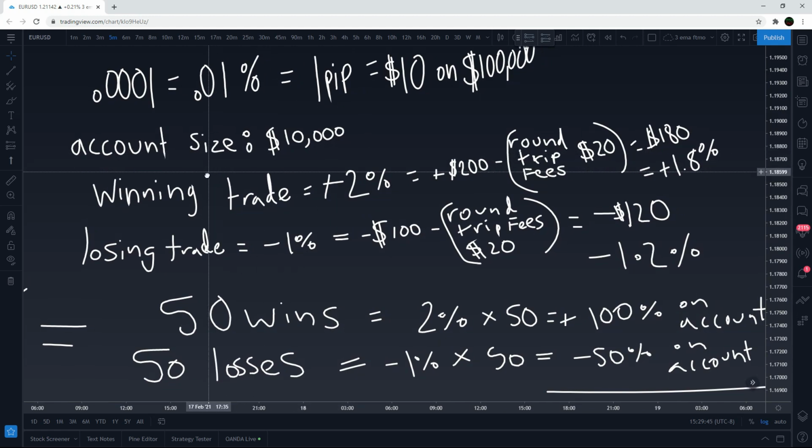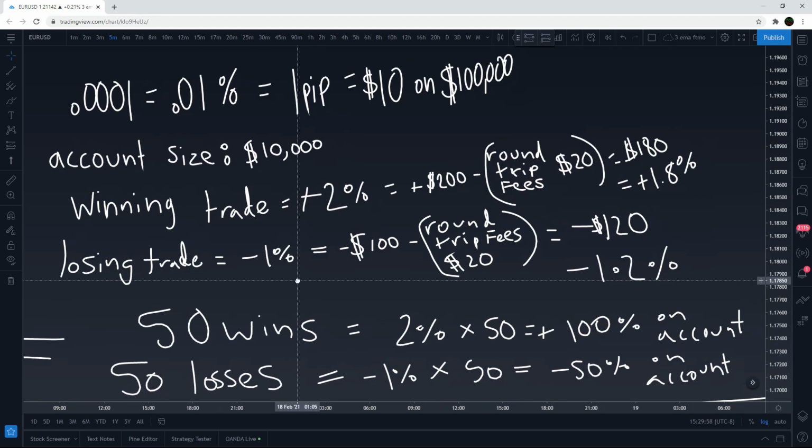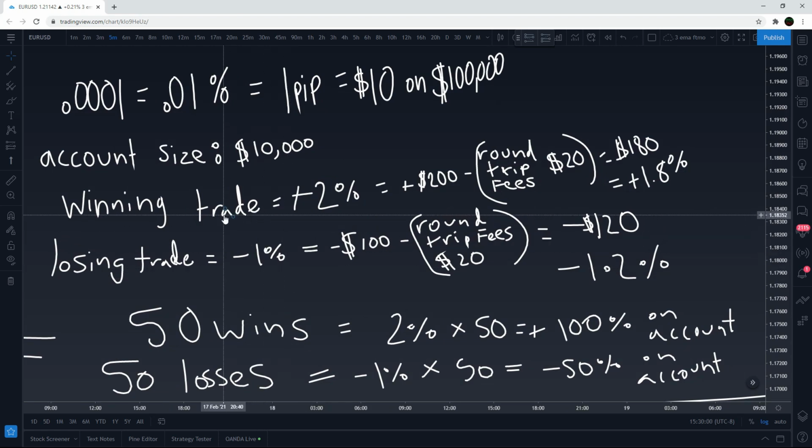So let's assume that you're using a 1 to 2 risk reward ratio, and each winning trade you're aiming for a 2% gain, and each losing trade you're risking 1% of your account. Now let's calculate in those fees as well. So winning trade plus 2% on your account of $10,000 is $200, but when you subtract the round trip fees, you're left with $180 profit, plus 1.8% on your account.